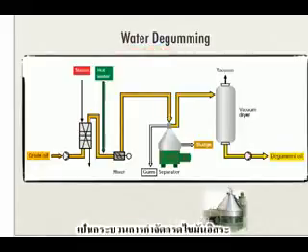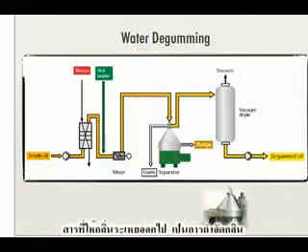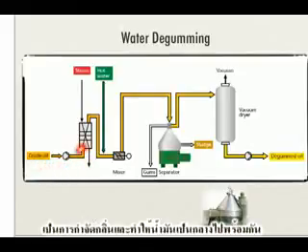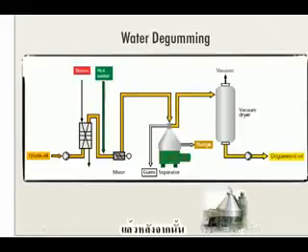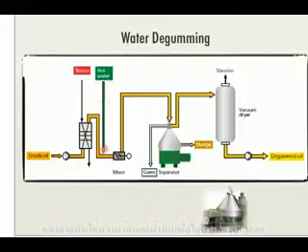Water degumming is suitable if the oil contains a high amount of hydratable phosphatides, for example, soybean oil. So the crude oil will be pumped through the heat exchanger to heat up the oil to the optimum temperature. Then after that, the hot water will be added to the oil.